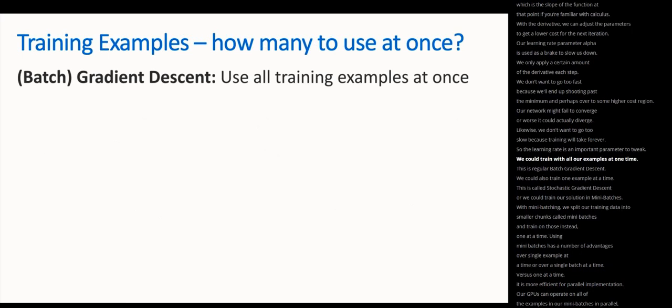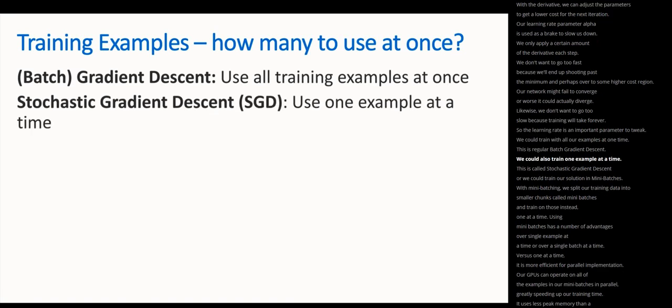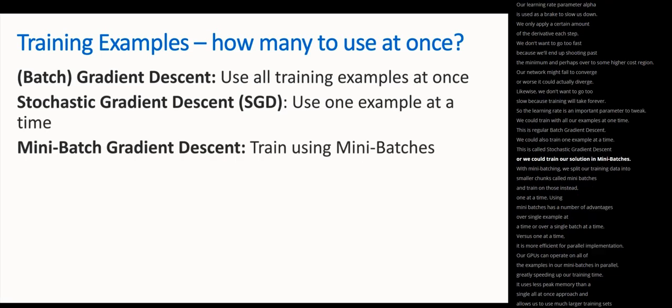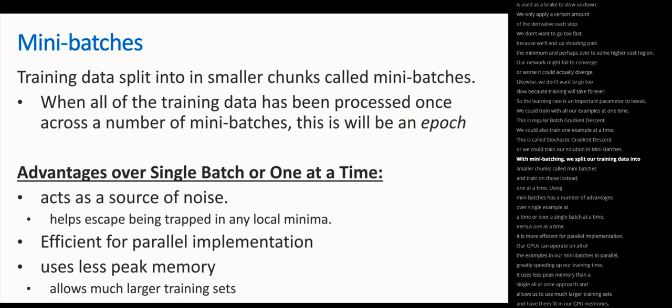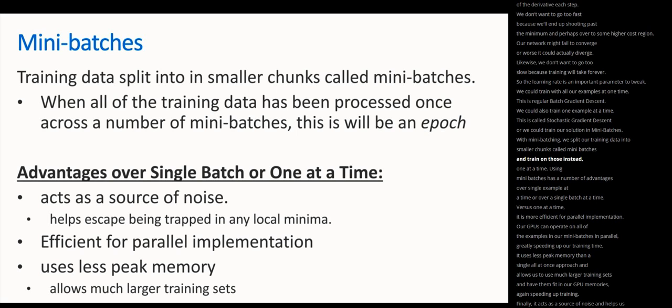We could train with all our examples at one time. This is regular batch gradient descent. We could also train one example at a time. This is called stochastic gradient descent. Or we could train our solution in mini batches. With mini batching, we split our training data into smaller chunks, called mini batches, and train on those instead, one at a time.